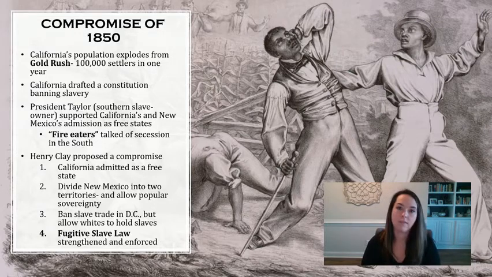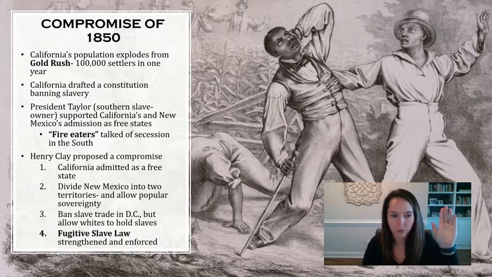However, if you owned slaves, you could still own slaves. So that was kind of a compromise. Now, granted, if you are a slave owner in DC, all you have to do is walk the 2 miles across the Potomac River into Virginia or north into Maryland, and you can purchase slaves. But they didn't want it happening within the boundaries of the District of Columbia. Okay, so that was what Henry Clay proposed.